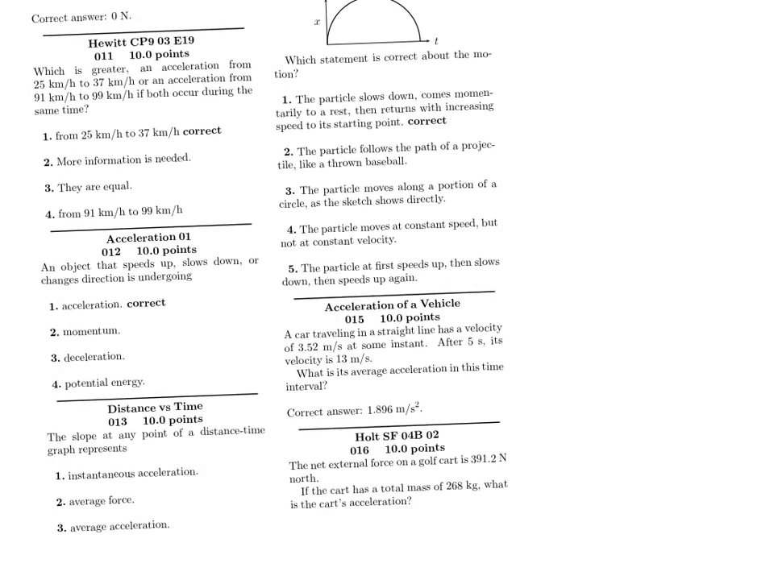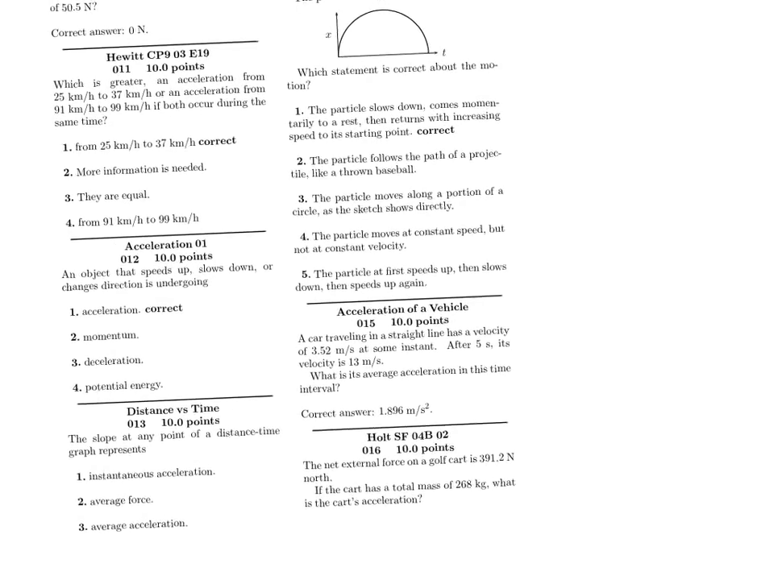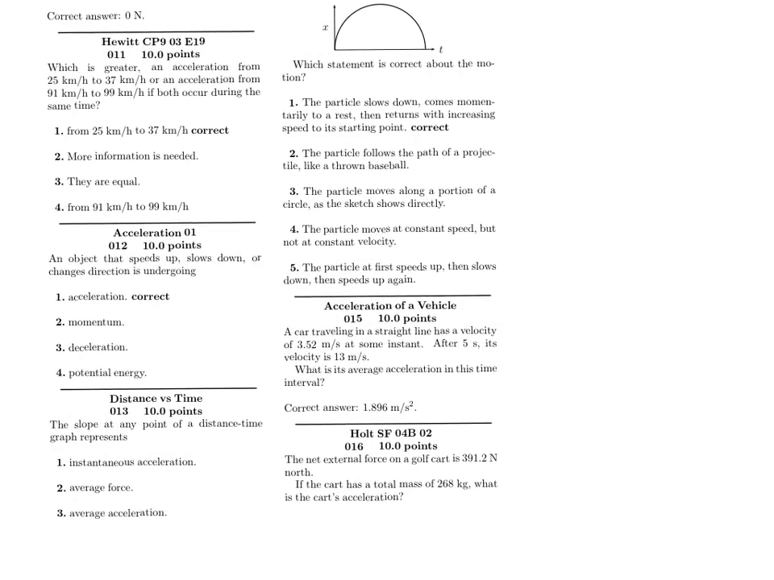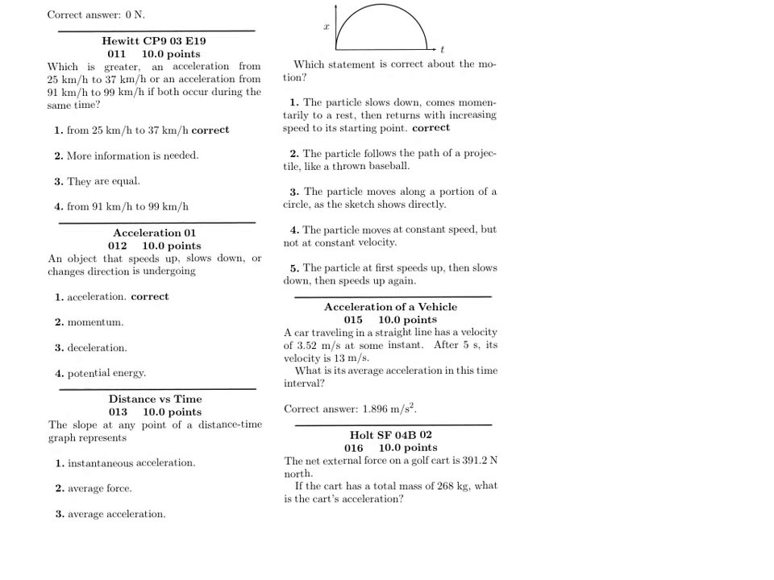All right, 11. Let's look at number 11. This one's a little bit different. Which is greater, an acceleration from 25 to 37 or 91 to 99 kilometers per hour if both occur in the same time? So this is a proportional analysis type of question. What we're going to do here is acceleration 1 versus acceleration 2. So we've got to write the equation for both: v final minus v initial over change in t. And this is all for a, right?